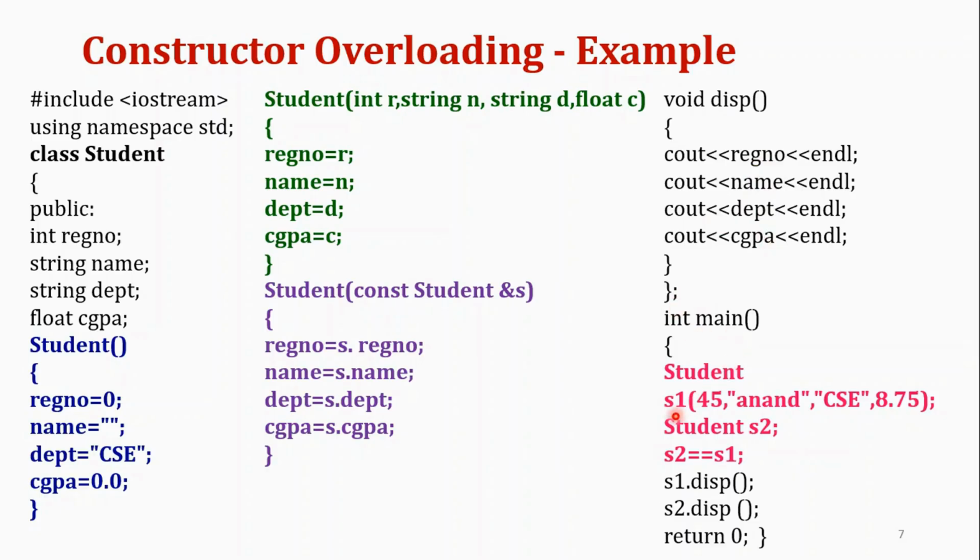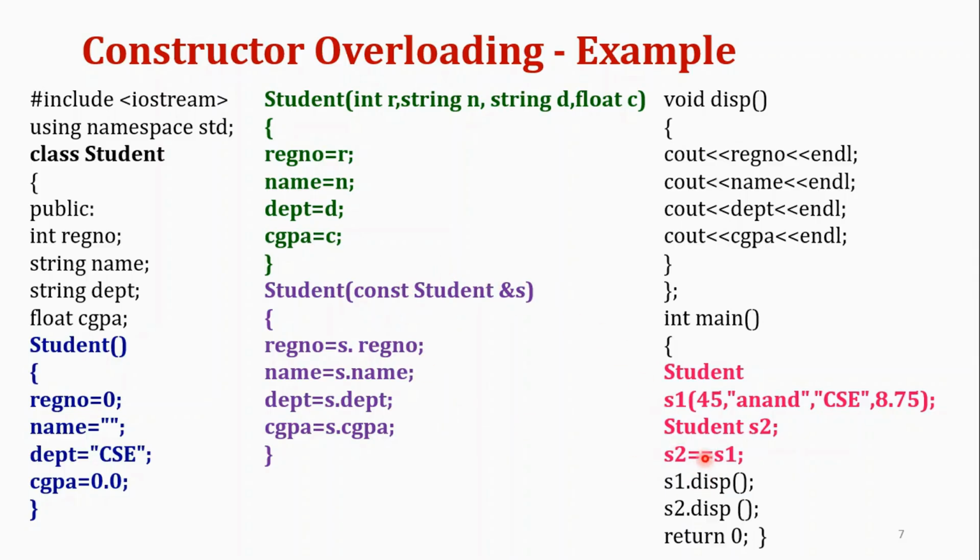In the main function, I'm creating the object S1, and I'm passing these parameters. For this S1, the default constructor will never be invoked because it is going to invoke the parameterized constructor. Then I'm creating the S2 object. For this, whenever a normal object is created, the default constructor will be called. So that's the nature. And for S2 equal to S1, in this line, what happens is S2 equal to S1 would be calling the copy constructor.